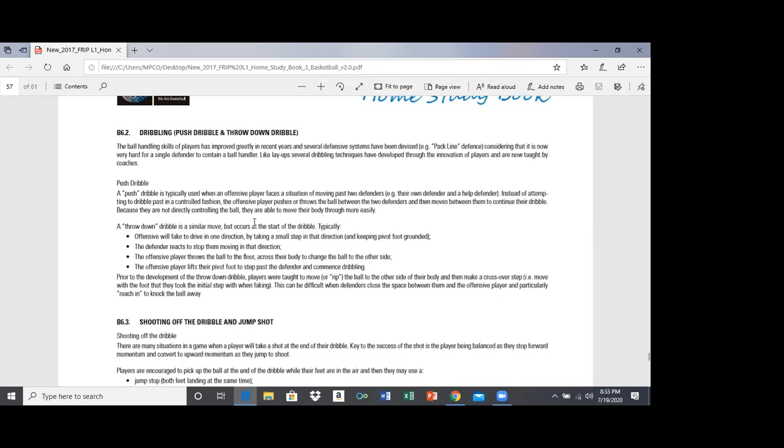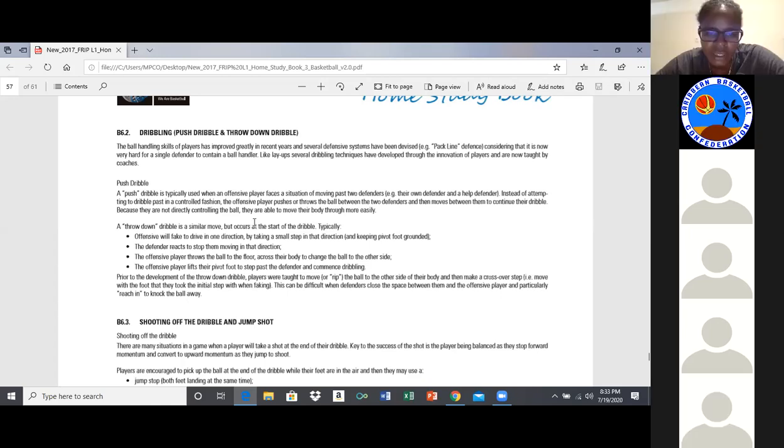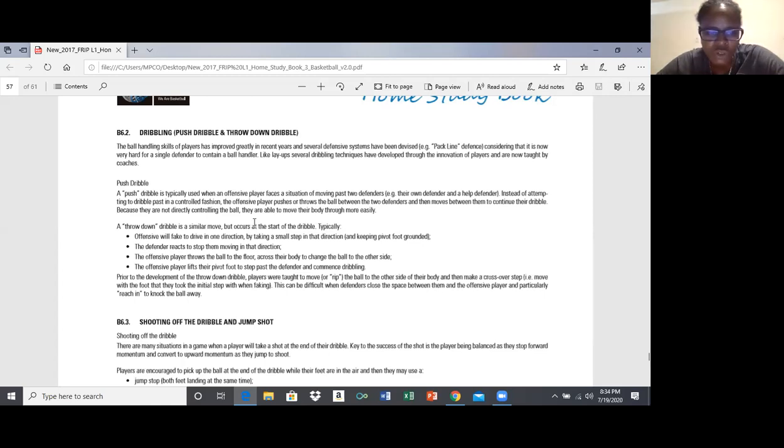Shooting off the dribble and jump shot. Shooting off the dribble. There are many situations in a game when a player will take a shot at the end of a dribble. Key to the success of the shot is the player being balanced as they stop forward momentum and convert to upward momentum as they jump to shoot.